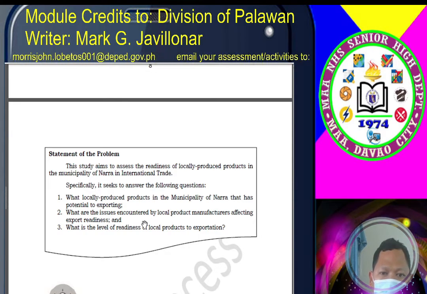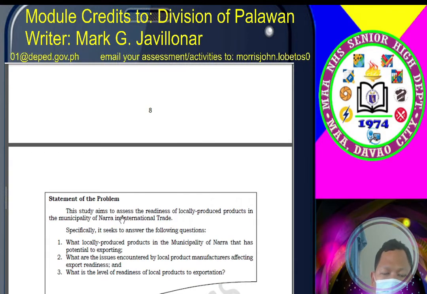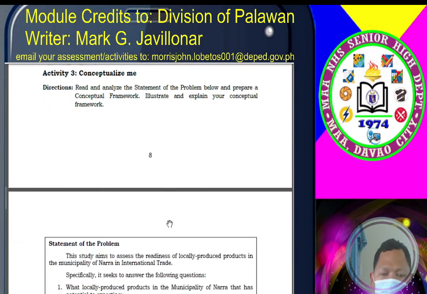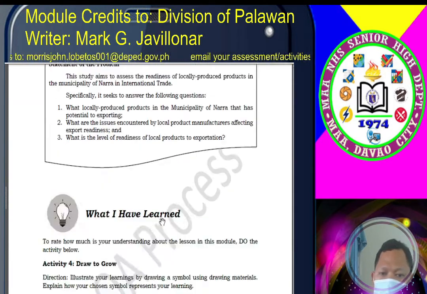Number 1, what locally produced products in the municipality of Nara have potential for exporting? Number 2, what are the issues encountered by the local product manufacturers affecting export readiness? And third, what is the level of readiness of local products for exportation? So you make a conceptual framework based on this SOP, just like my example in my PowerPoint. That is your guide in making this activity.